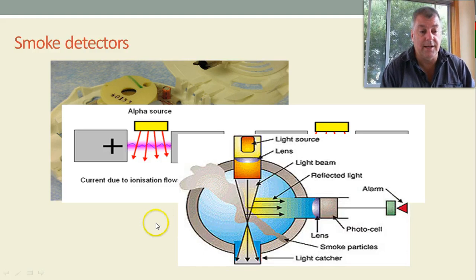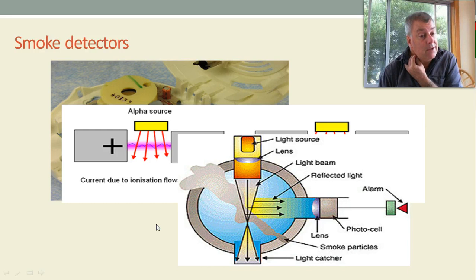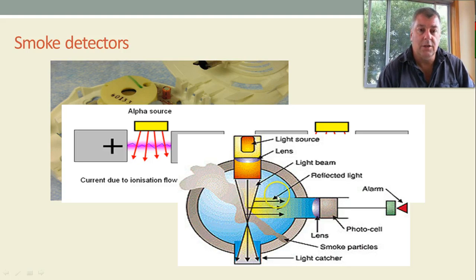Now there is another type of smoke detector that doesn't have any radioactivity involved in it, and that uses light, and it's a similar principle. Light beam across to some light sensors, and smoke goes in, you get less light, it gets detected, and the alarm goes off.